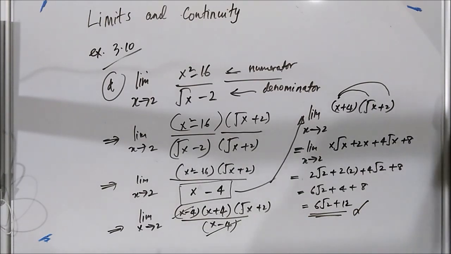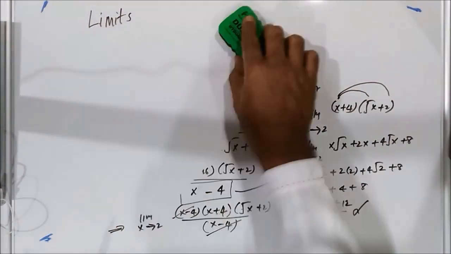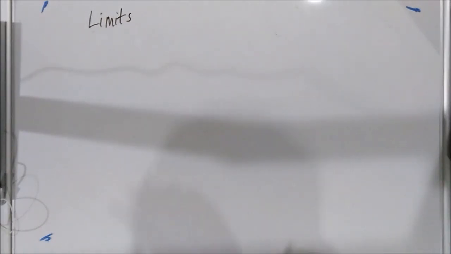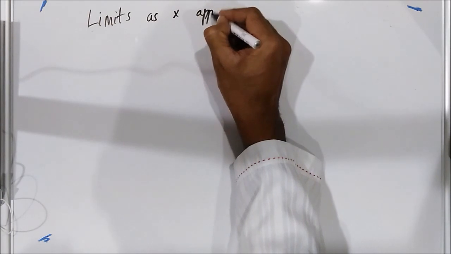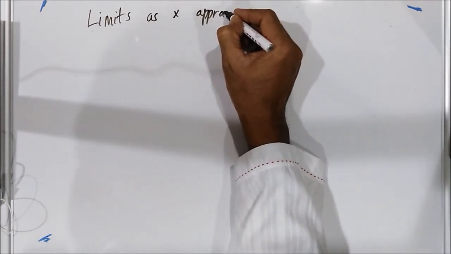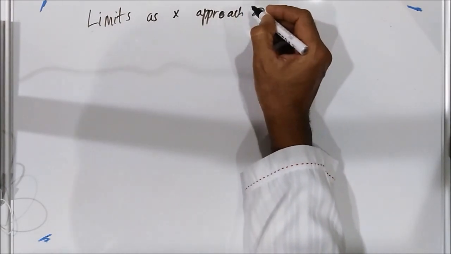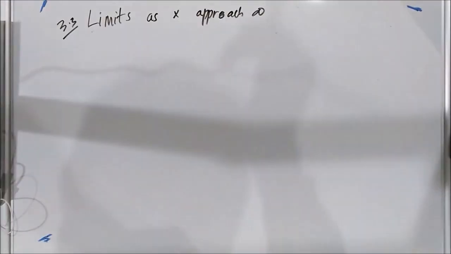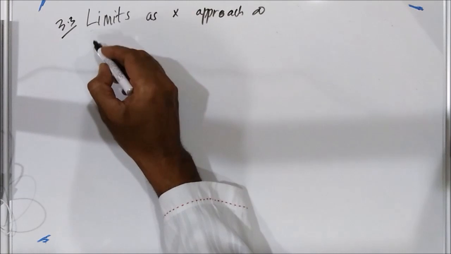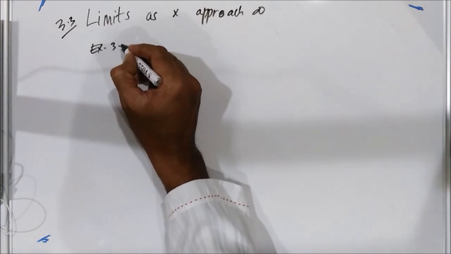Okay, the next part is limits as x approaches infinity. Limit as x approaches infinity. Here is 3.3. Now, look at example 3.1, example 3.11.